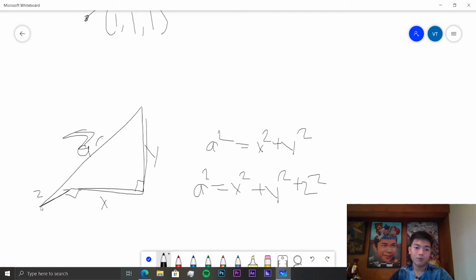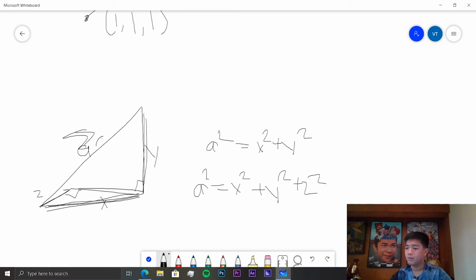If you want to prove this, we'll look at the distance here. This distance squared is equal to x squared plus y squared, and this total distance a will be equal to this distance squared plus this distance squared. So yeah, that is about 3D space.